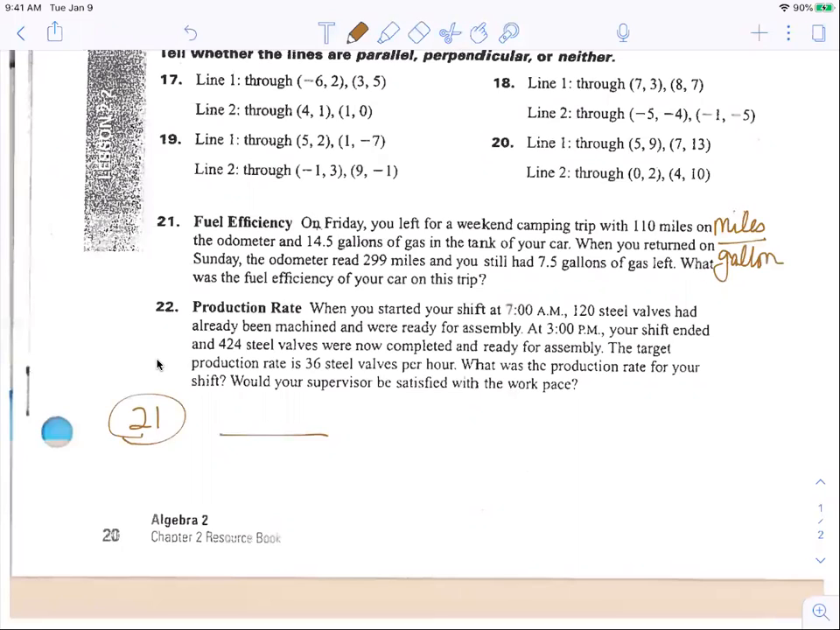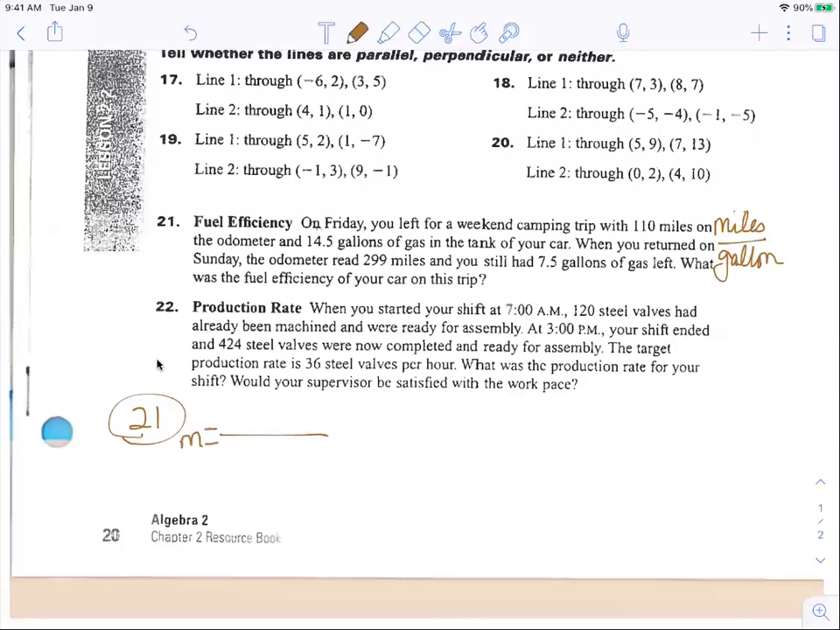Can anybody come up with a fraction or numbers to put in the slope formula? This isn't an equation, this is a formula. We're still calculating fuel efficiency, or really we're calculating slope. Jaden, what do you think?